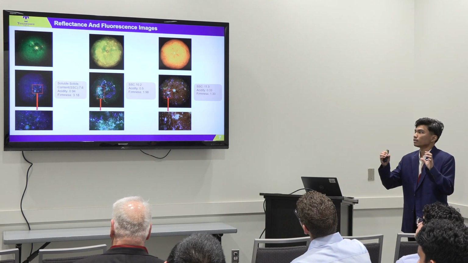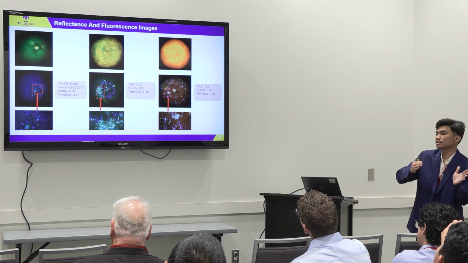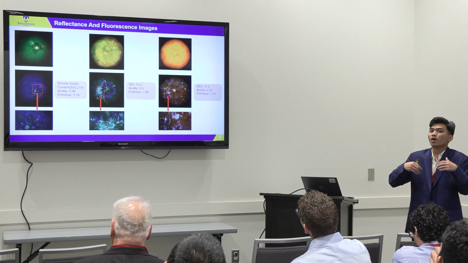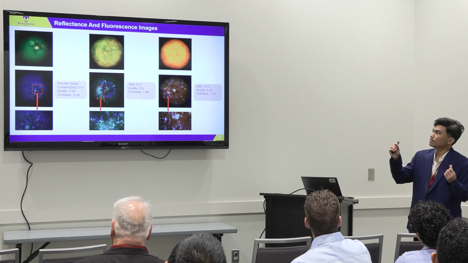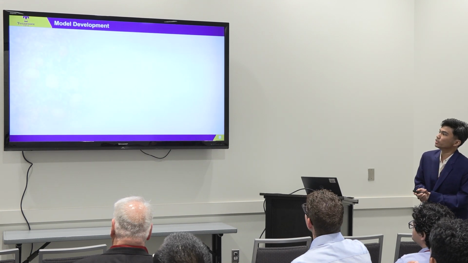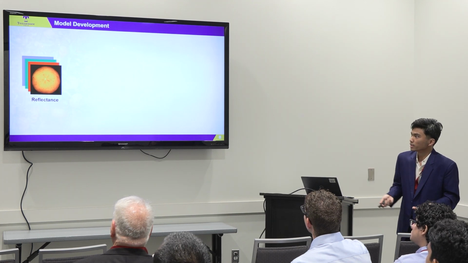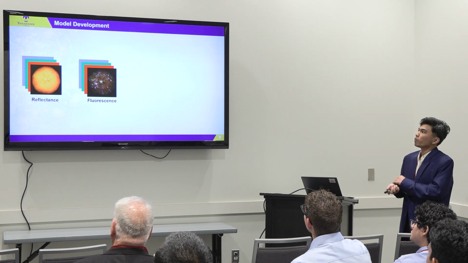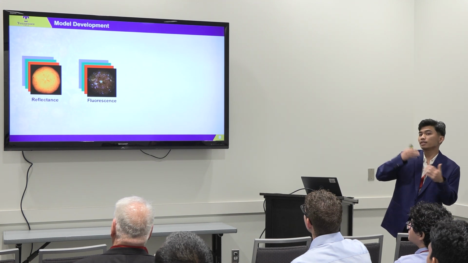So we have a strong relationship between the images and the destructive data. So we can model based on this information. So in the model development, we use color images to train the model and also the fluorescence images. But we take this another step further.